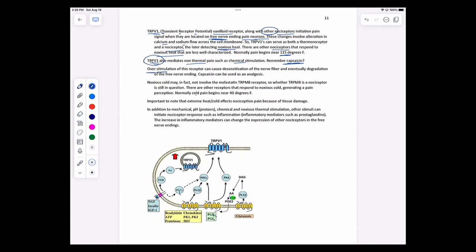Interestingly enough, overstimulation of these receptors can actually desensitize the nerve fiber and will eventually degrade the free nerve ending. So someone who eats a lot of chili peppers, over time will degrade their free nerve endings and become desensitized to capsaicin, which allows them to eat chili pepper, and their experience is different than someone who's never had a chili pepper. They're not going to burn as much, they're not going to have as much pain because they have basically changed the neurology of their own tongue and desensitized themselves to the capsaicin.